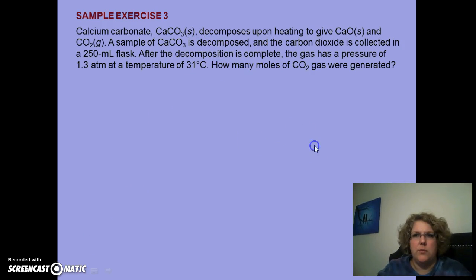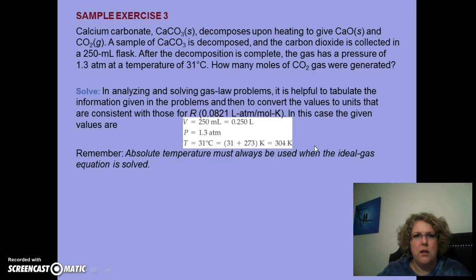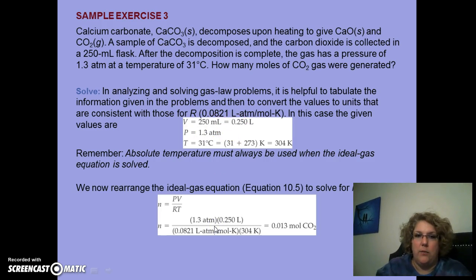I thought this was going to be more complicated than it is, but it's not. This is not at STP because we're at 31 degrees and 1.3 atm of pressure. So we've got to take our temperature and convert it to Kelvin, add that 273. Our pressure is already fine. Our volume does have to be in liters, so just scoot the decimal over. Now we can plug it into PV equals nRT and then solve for n, and that's our moles of CO2.